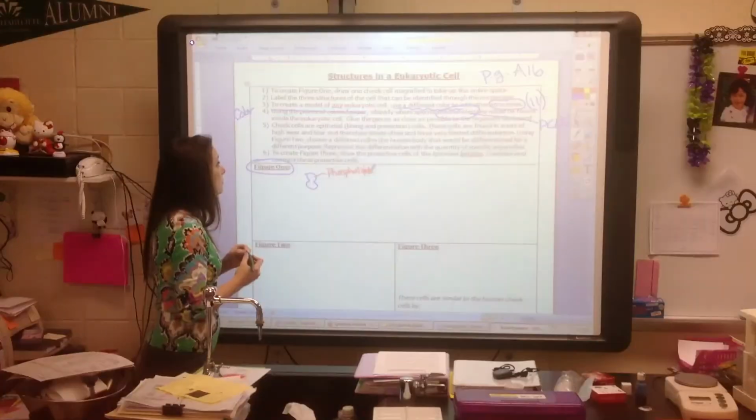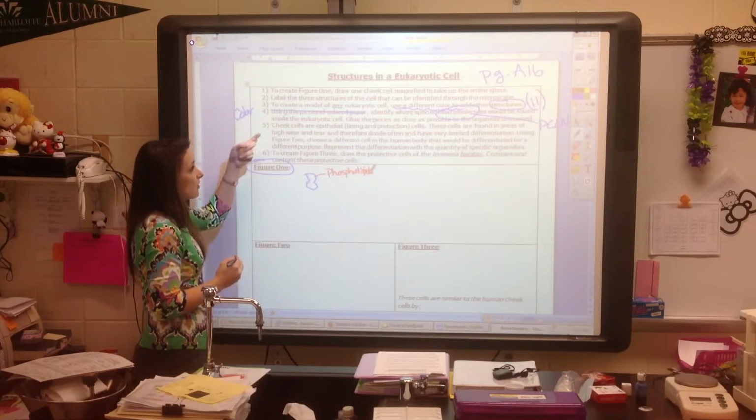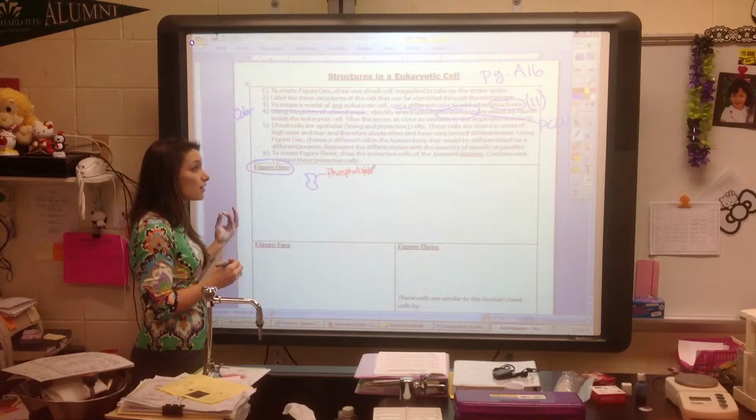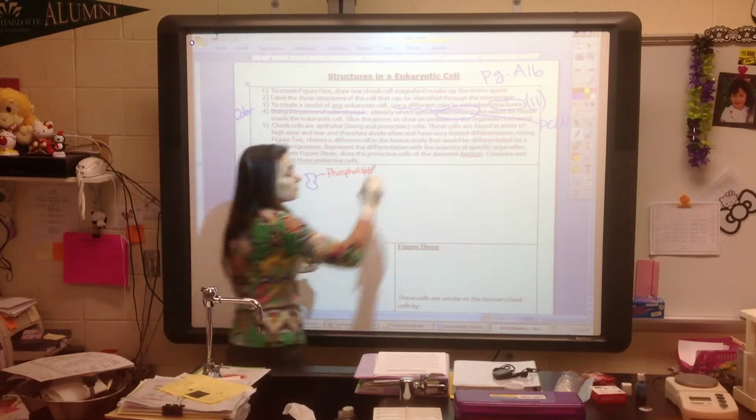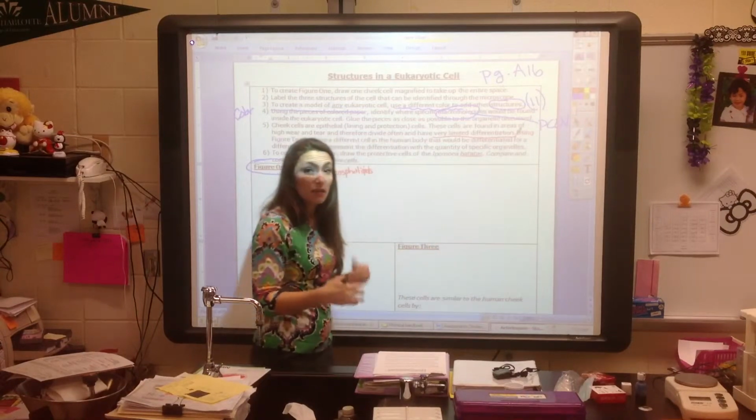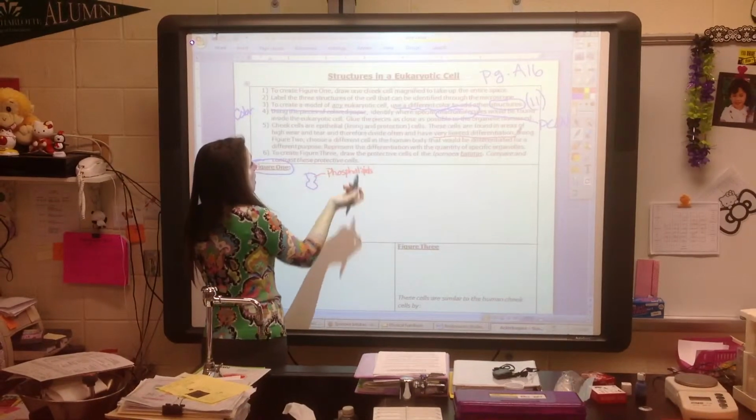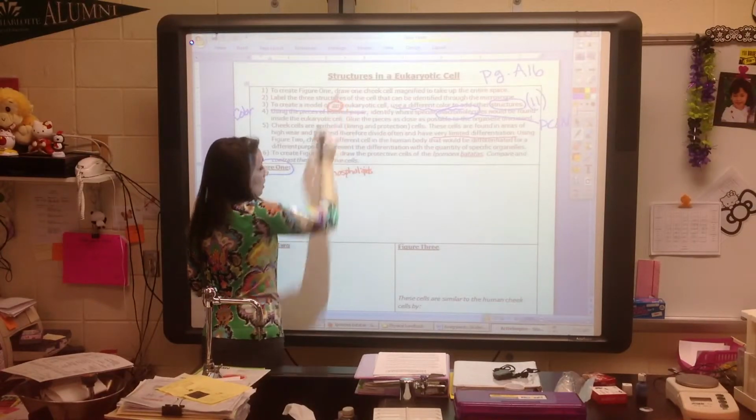Now remember, you're drawing a cell that's much bigger so that you have a lot more space to draw in. Cheek cells are epithelial cells. They're found in areas of high wear and tear. They divide often. They have very limited differentiation. That's part of what you were talking about today, was the idea of differentiation. What you draw in figure 1 is just the model of any eukaryotic cell.